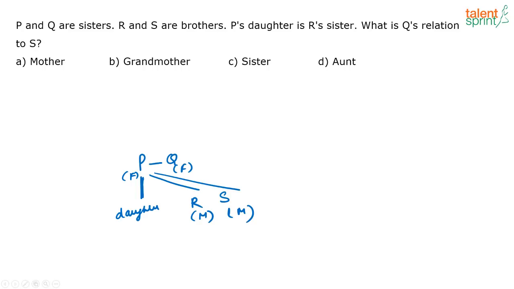Now the question is, how is Q related to S? See, Q is S's mother's sister, or I can say Q is these 3 children's aunt. So the correct answer here is option D, aunt. Again, fairly easy question, right? Next one.